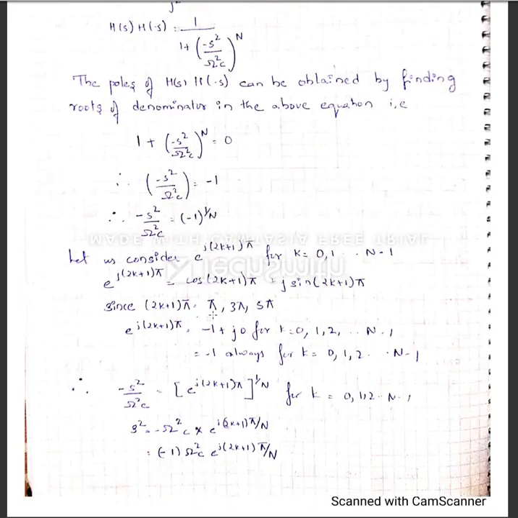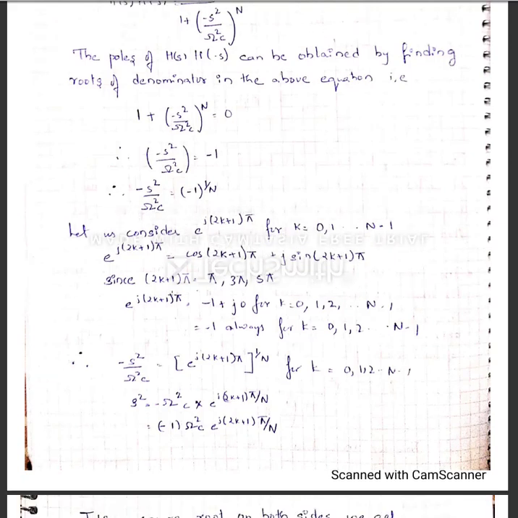Okay. Now another consideration is, assume e to the power j(2k plus 1) pi, for k equal to 0 to n minus 1. Now whatever e to the power j theta you have, you will write that in terms of cos and sine. How will you write? Cos theta plus j sine theta, right? So theta is just (2k plus 1) pi, so you have cos (2k plus 1) pi plus j sine (2k plus 1) pi.